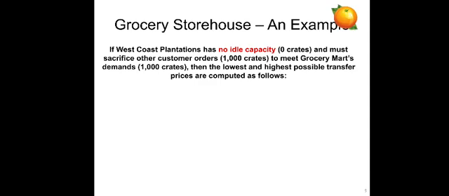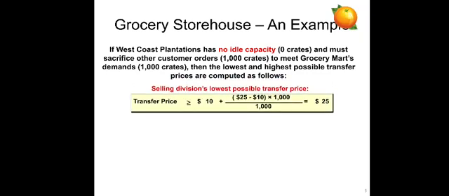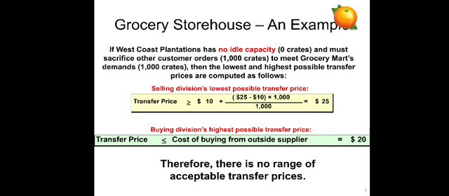If the situation is no idle capacity, then how do we calculate the range of acceptable prices? The calculation for the selling division's lowest possible transfer price is $10 plus ($25 minus $10) times 1,000 divided by 1,000. So the selling division's lowest possible transfer price is equal to $25.